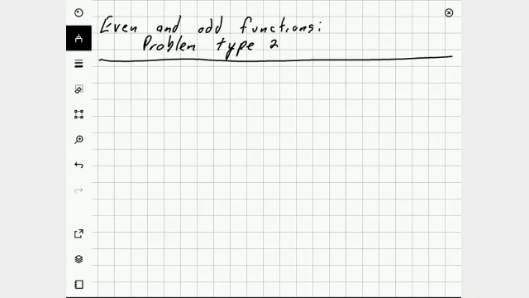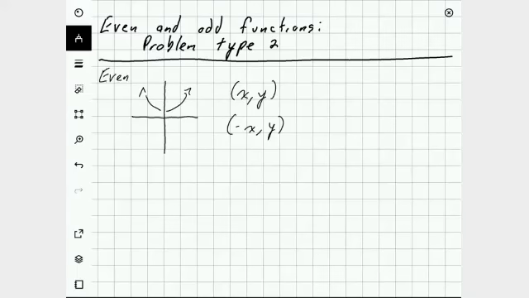But in our case of mirror symmetry, the even function, we want to get the same y value out whether the x coordinate is positive or negative. So to set that up, we'll say that f of x is the same thing as f of the opposite of x, right? The y coordinate of the function is the same whether you use a positive or negative value for x.